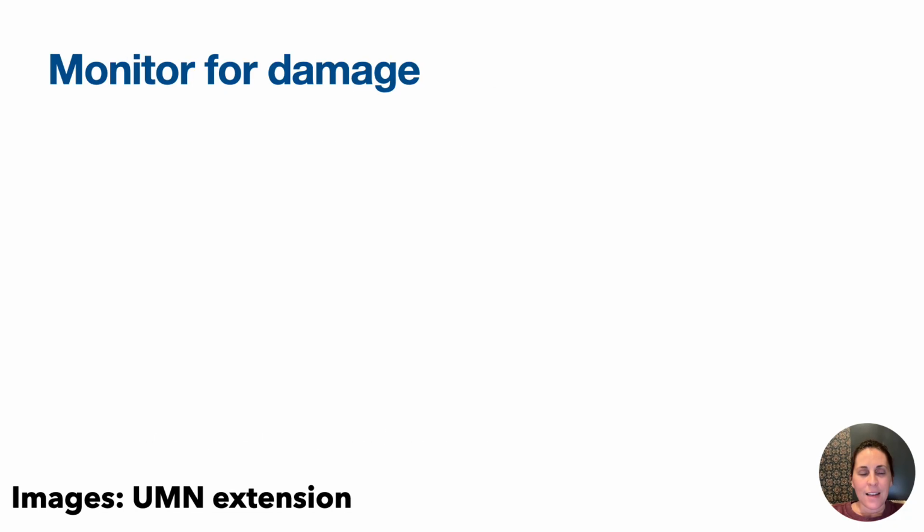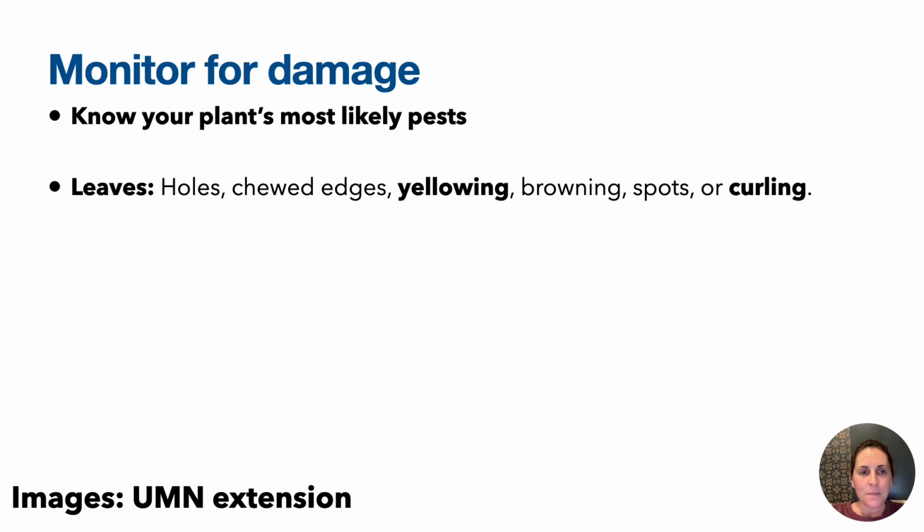All right, next is to monitor for damage. So number 1 is to know your plant's most likely pests. So with this, you start with your monitoring to look at the leaves. So do your leaves have holes, chewed edges, yellowing, browning, spots, or curling?